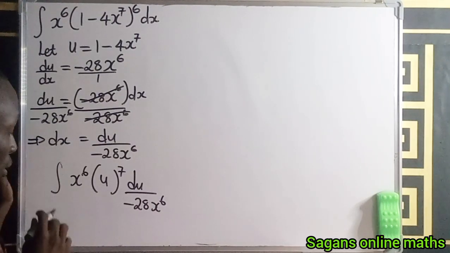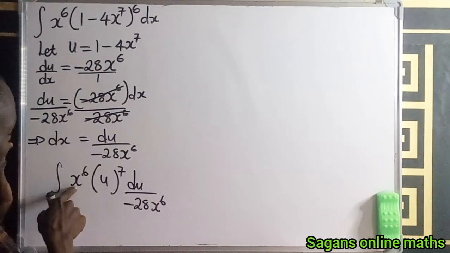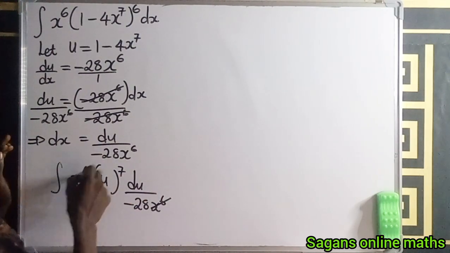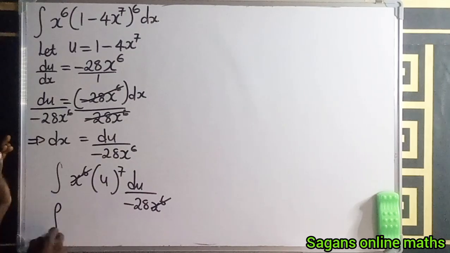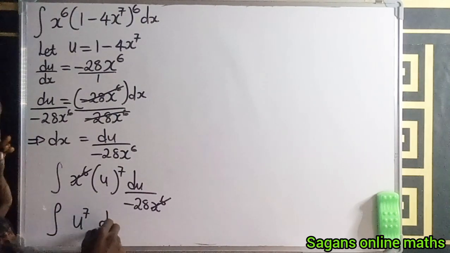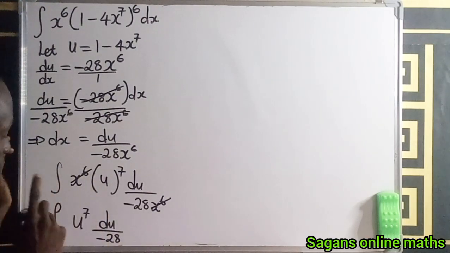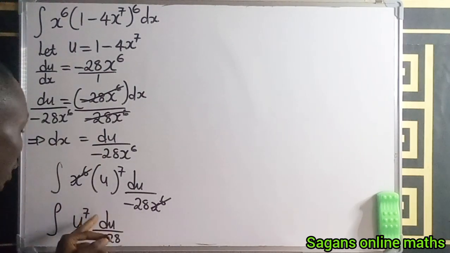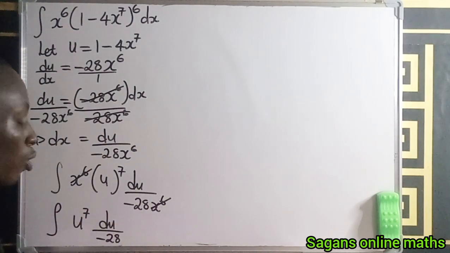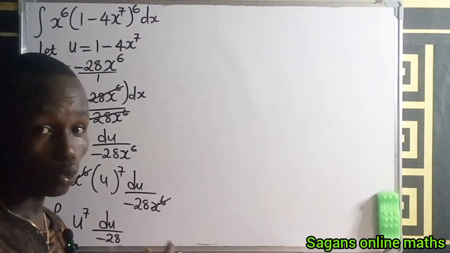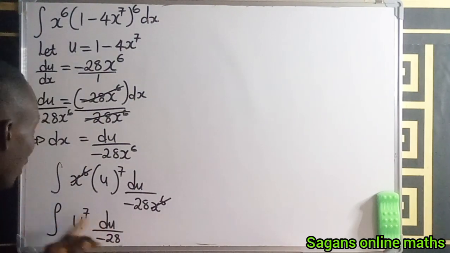Beautiful. I love this. Now we have x to the power of 6 here and x to the power of 6 there, so they cancel out. We are left with the integral of u to the power of 6 multiplied by du, divided by minus 28. Take note that the coefficient of u here is 1 divided by minus 28, or minus 1 divided by 28.